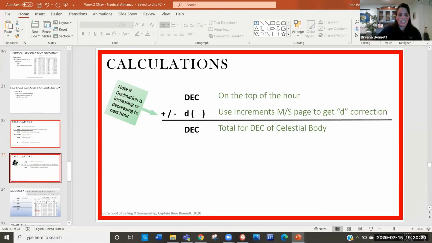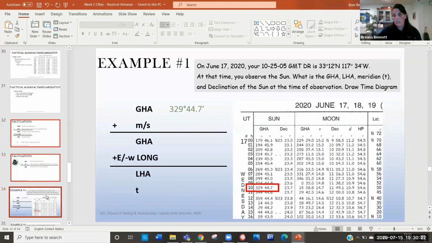Okay, we are going to dive into an example, but first we're going to take a quick breather.